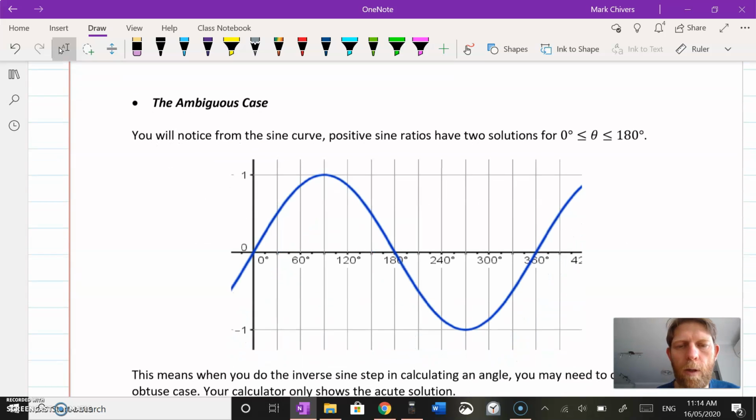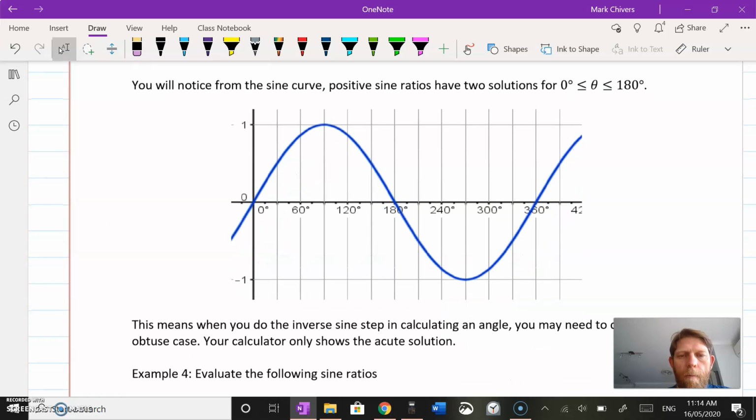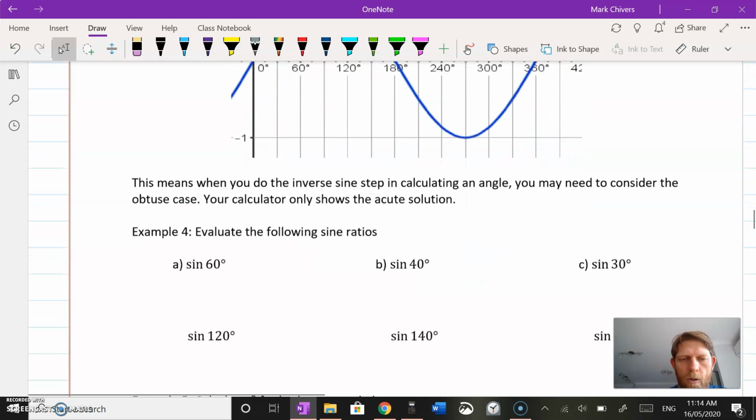Now this happens with the sine rule because, unlike when we use SOHCAHTOA, we can have angles in a non-right angle triangle. We can have angles bigger than 90 degrees. And if you remember, for every acute angle, there's a matching obtuse angle that has the exact same result. So your calculator is only going to tell you what the acute angle is, and we have to know how to find the obtuse angle.